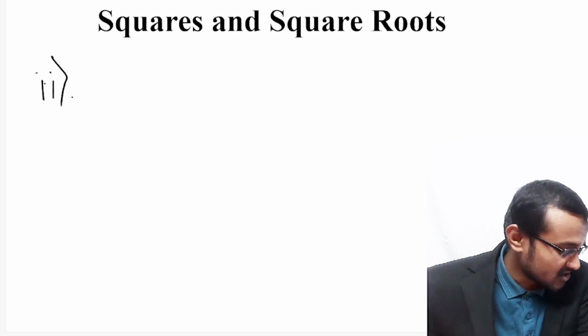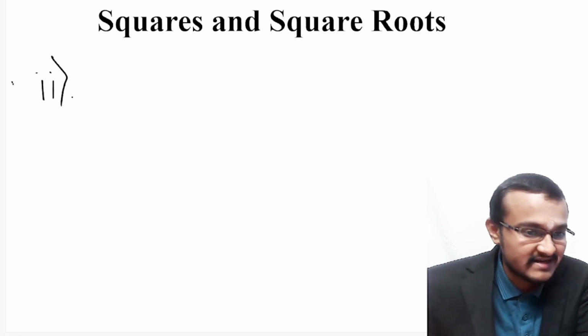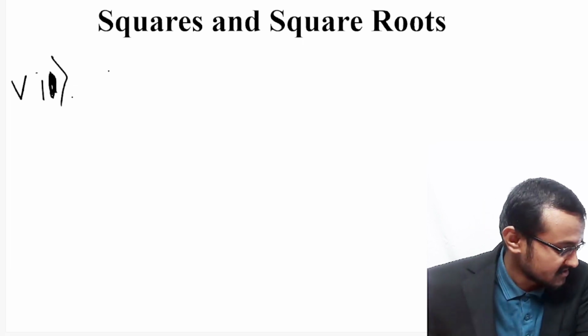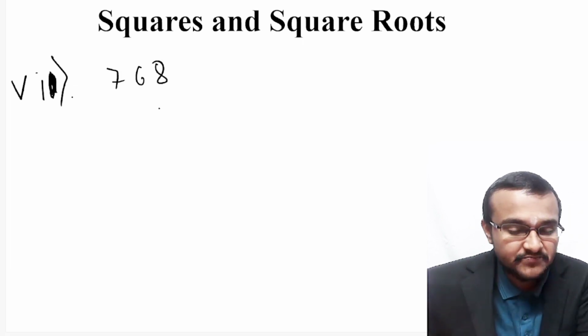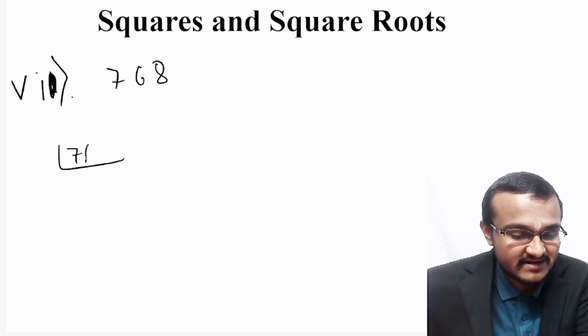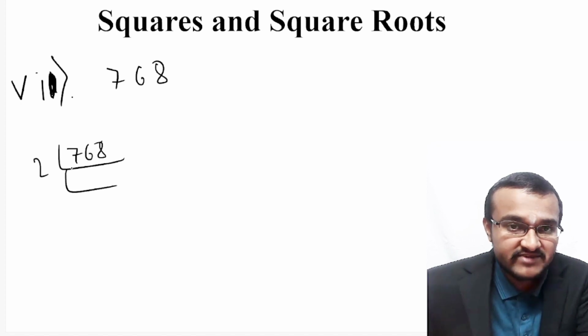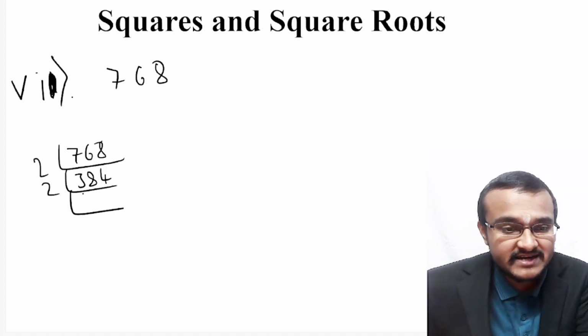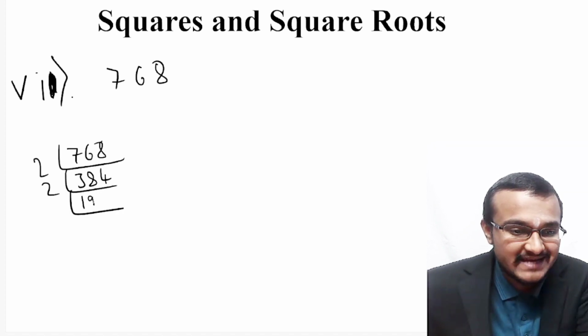So now let me solve the 6th question which is there in this particular 5th question. That is 768. So again I will go on doing prime factorization of this 768. So you can use 2 because this is an even number. So when you divide 768 with 2, you will get 2 3s are 6, 2 8s are 16, 2 4s are 8. Again when you use 2 and divide this 384, you will be getting 2 1s are 2, 2 9s are 18, 2 2s are 4.